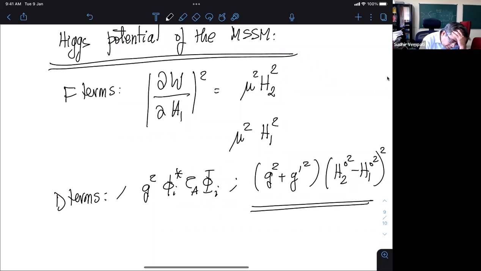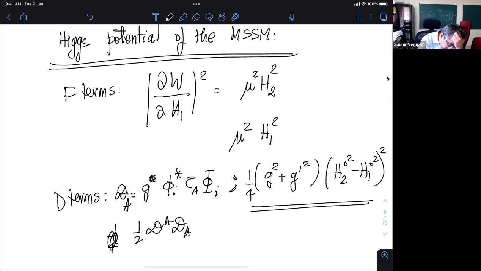Okay, so this is dA. dA is this. So the D term, 1 by 4 should be there. So 1 by 4, this 1 by 2 dA. This is the term. Each dA is equal to G times phi I star tau A, the generator for phi A. So tau A is 1 by 2 for SU2.